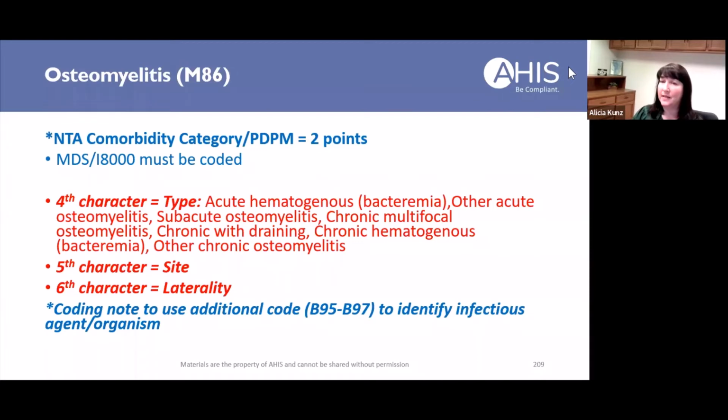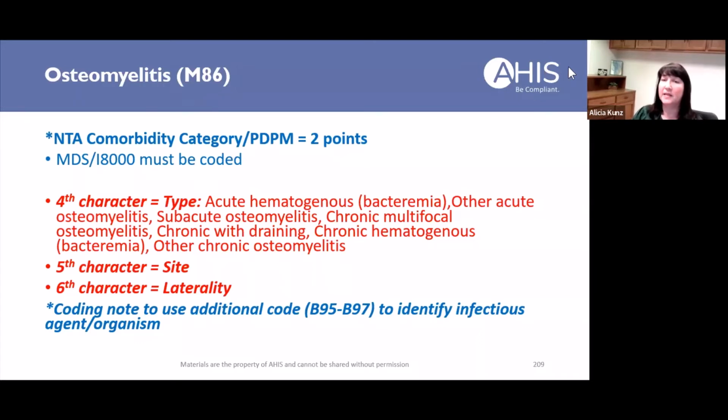Osteomyelitis, these are M86 codes. That's an infection of the bone, and it has 2 NTA points. And again, these are I8000 MDS codes. You can see here, we've broken down what each character represents. The first 3 characters will be M86, that's a category representing osteomyelitis. The 4th character will tell us the type, and you can see there's a few: acute hematogenous, other acute osteomyelitis, subacute, chronic, there's a bunch. Then the 5th character tells us the site, and the 6th character tells us the laterality.